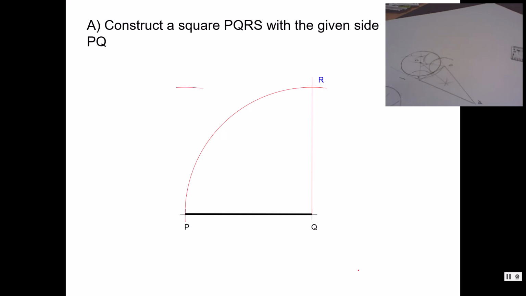So first, determine the distance of PQ. If this is, let's say, 50 mm, you just draw a circle of 50 mm, and then you draw another from here 50 mm, and then from point R to point S also 50 mm, so that you're going to get the S point, and then after that you can just draw the square.